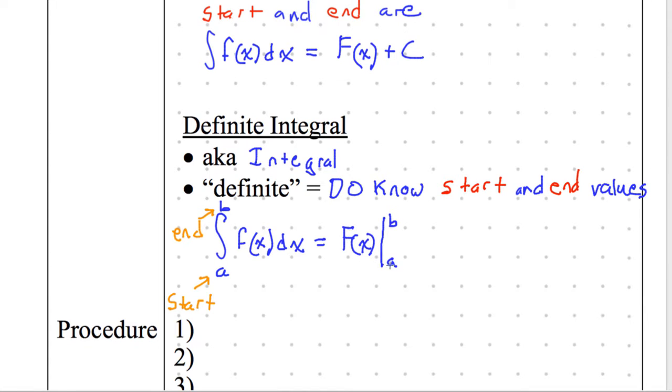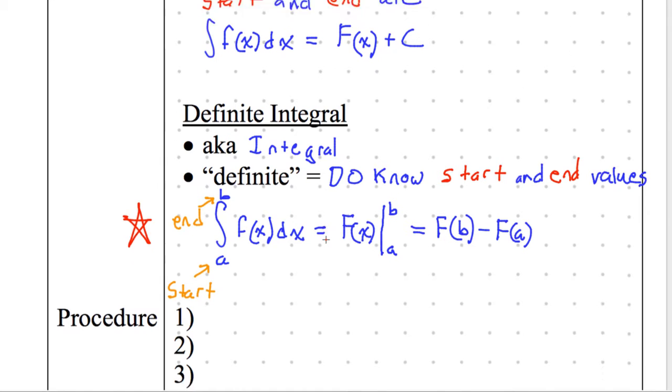I'm evaluating from b to a. And how do I actually calculate that? Well, you just plug in b and then you subtract. So this is capital F of b. I plug in b and then I subtract the start value, which is F of a. And that is a formula. I guess I should have put a star here. Can you put a star here too? This is our key formula. You'll be using this over and over throughout today's lesson and assignment.